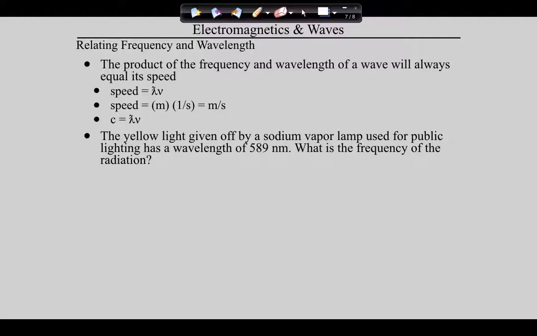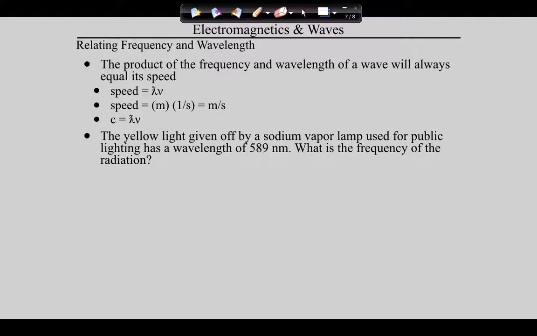It says the yellow light that's given off by a sodium vapor lamp used for public lighting. Have you ever seen these things? If you go to an outdoor park, even here in Orem, they've got the lights that automatically kick on. They're big. A lot of times they buzz. And the light that comes off of them is sort of yellow tinted.